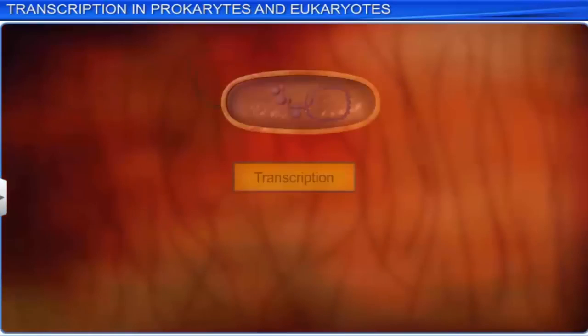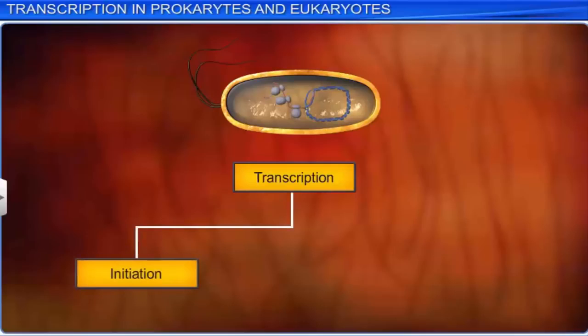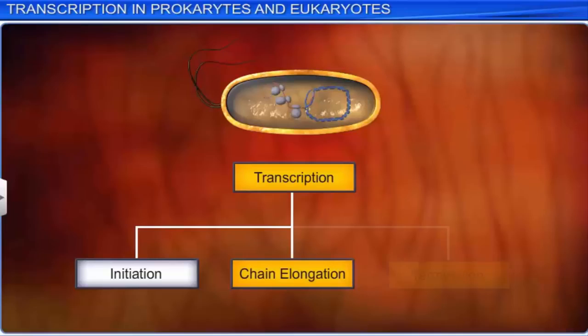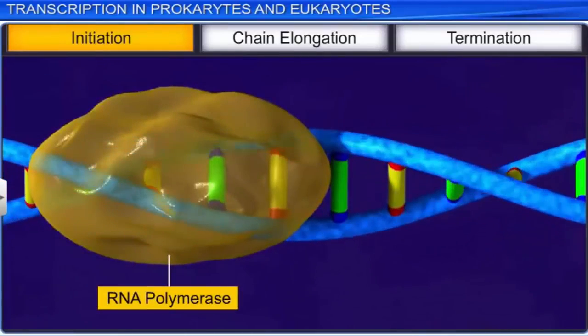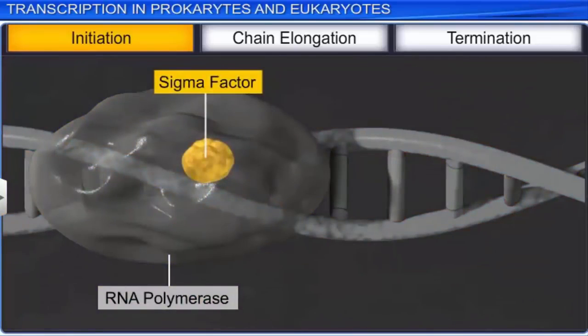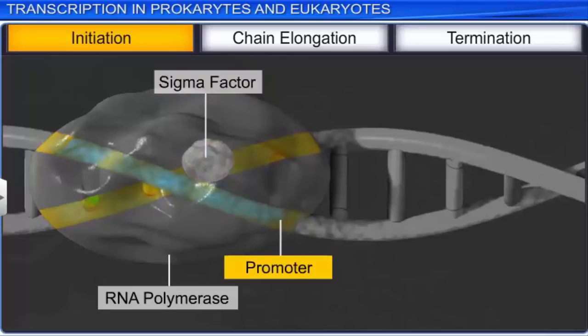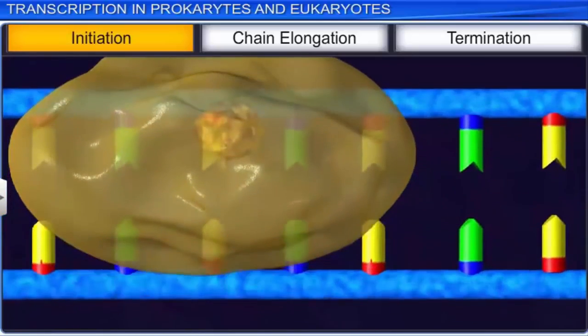Transcription, the first process in protein synthesis, occurs in 3 stages: initiation, chain elongation, and termination. In the first stage, RNA polymerase, along with the initiation factor denoted as sigma, binds to the promoter sequence in DNA and initiates transcription. This helps in the opening of the DNA helix and separates the two DNA strands.